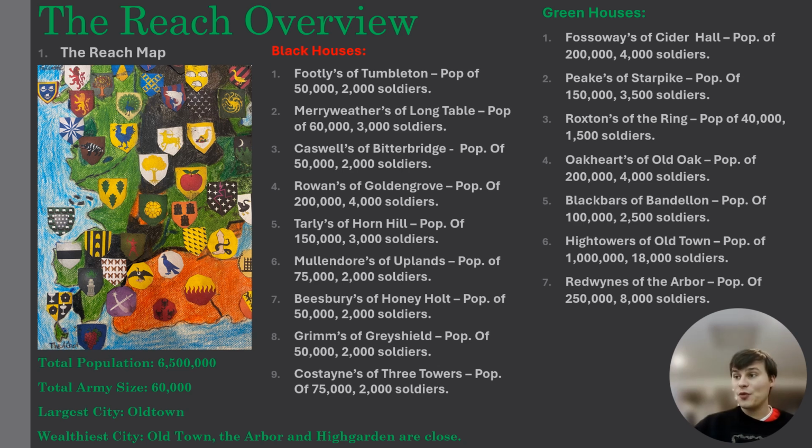The Castains of Three Towers, they are that little black area in the far southwest, right below the High Tower sigil and right above the Arbor. They kind of have a cool sigil. I don't know exactly what's going on there, but they joined the Blacks. We don't know the exact reason. We just know they did.